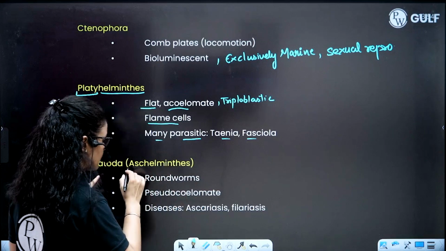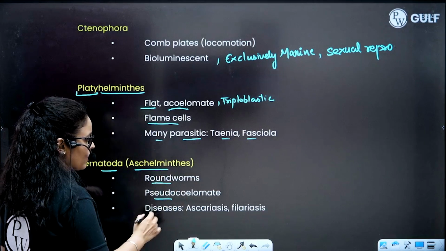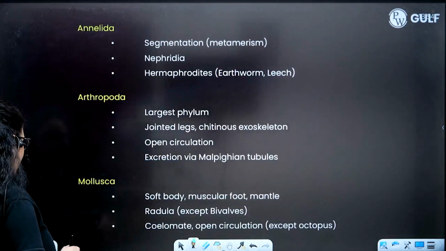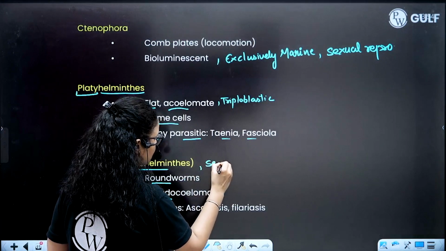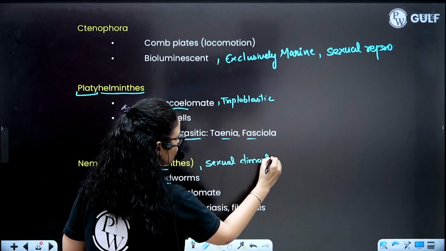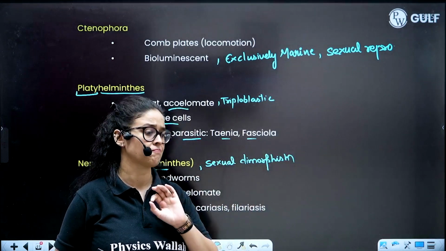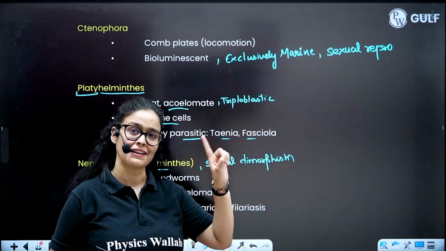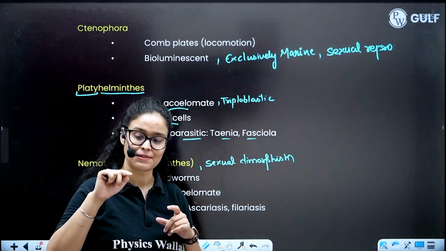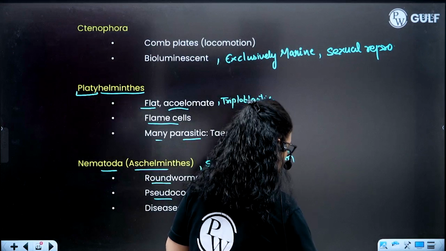Okay, now you just see this part. When we talk about Nematoda or Aschelminthes, they are roundworms. They are pseudocoelomate. They cause diseases like Ascariasis and Filariasis. And sexual dimorphism is seen for the first time in the animal kingdom here. That means male and female have distinct bodies. The female is taller and longer, and the male is shorter and its posterior end is curved. See the diagram, right? That's the difference. Sexual dimorphism is seen in them.